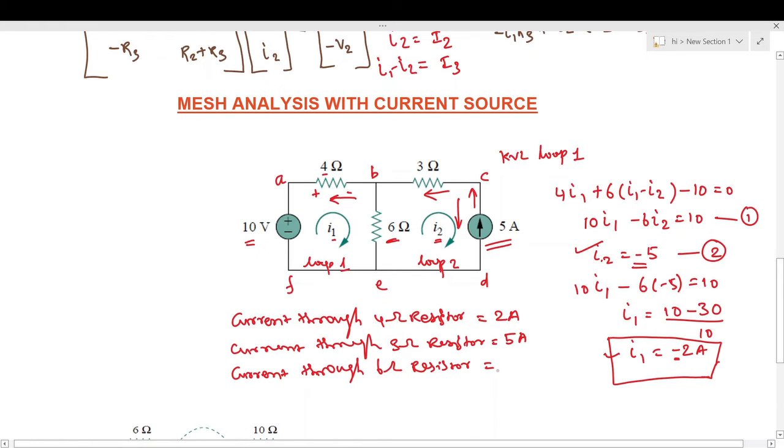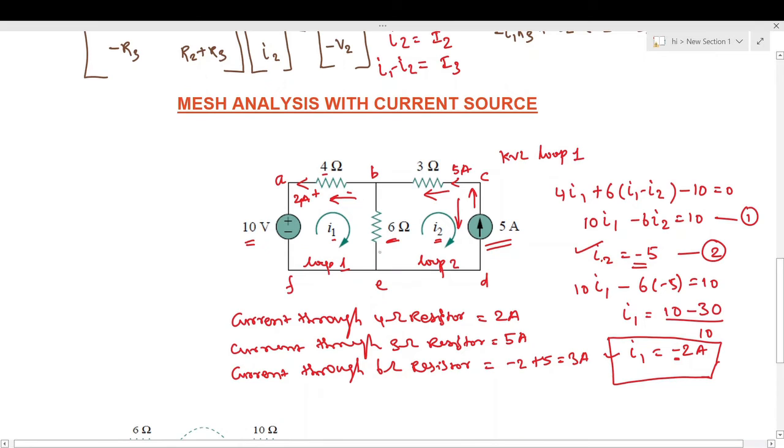So the difference will be -2 plus 5, which is equal to 3 amps. The current flowing through the 6 ohm resistor will be 3 amps. So we can mark it here. The current is 2 amps in this direction, and the current through the 3 ohm resistor will be 5 amps in this direction.